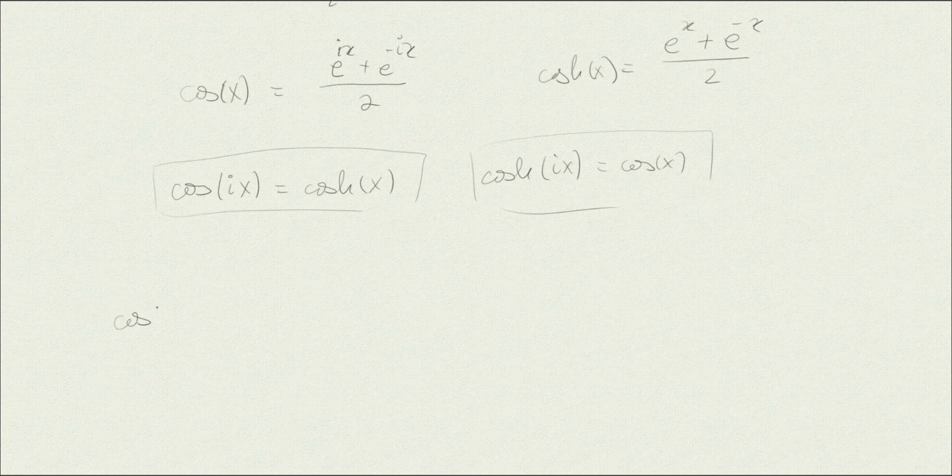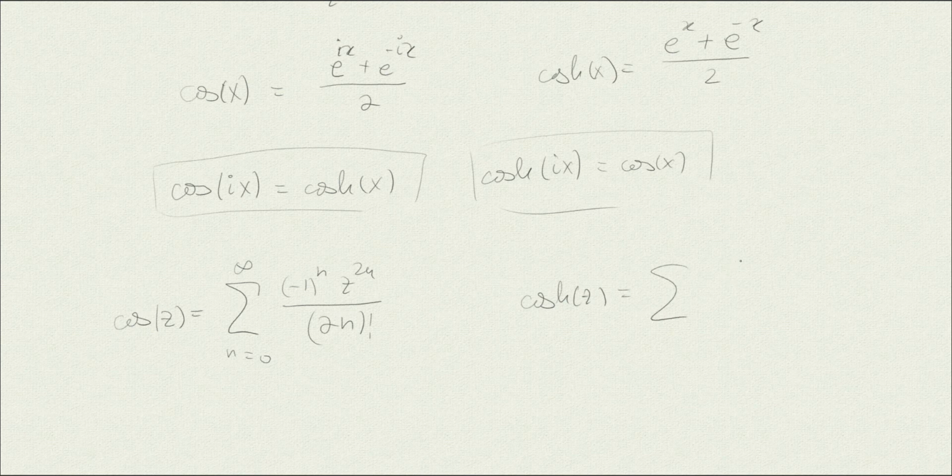for every complex z. So it is the sum of minus 1 to the power of n, z to the power of 2n divided by 2n factorial, and n goes from 0 to infinity. And when we look at the cosine hyperbolic of z, it's just removing this minus 1 to the power of n. This is just the sum of z to the power of 2n divided by 2n factorial as n runs from 0 to infinity.